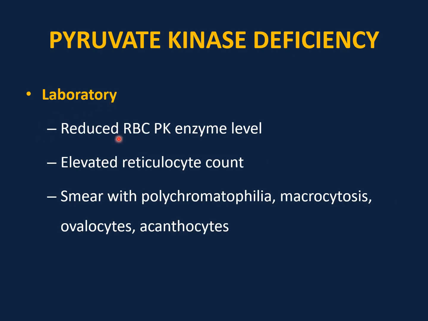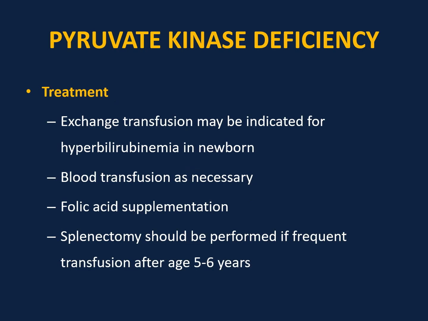Laboratory findings: reduced red blood cell pyruvate kinase enzyme level and elevated retic count because it's hemolytic anemia. The peripheral smear will show polychromatophilia, macrocytosis, ovalocytes, and acanthocytes. Treatment: exchange transfusion may be indicated for newborn hyperbilirubinemia, blood transfusion as necessary, and folic acid supplementation. Splenectomy should be performed for frequent transfusion after the age of 5 to 6 years.